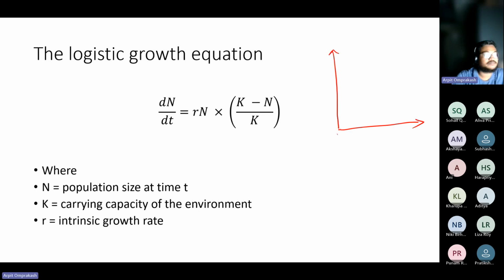How this looks is something like this. It's a sigmoidal curve, and the asymptote is basically called the K.